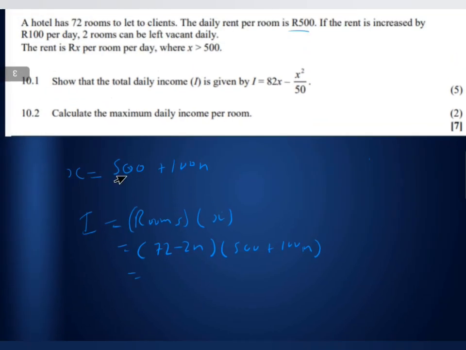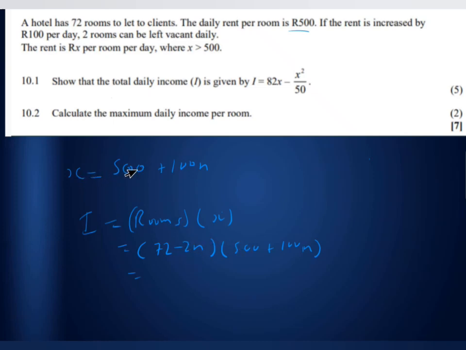So let's distribute. Okay, before we distribute, notice something. We've got a problem. They said show that the daily income, let me read it again. They said show that the total daily income I is given by this formula, right? The problem that we have here is that we have got X, but here we don't have X. Here we've got N, right? So we have to represent it in terms of X, which is the price, not the number of days. So how are we going to do it?